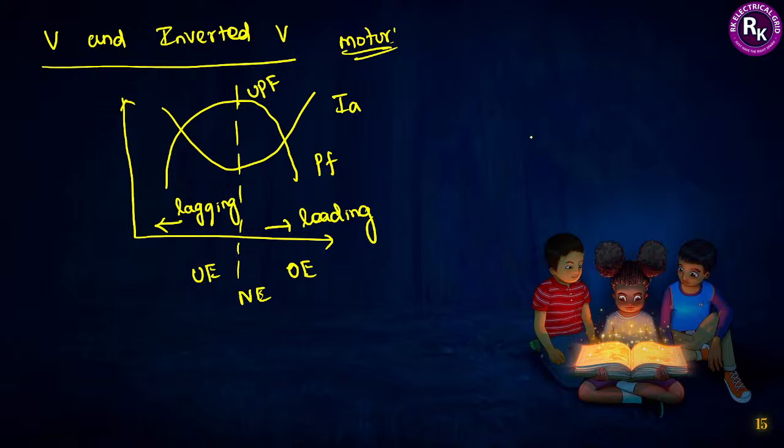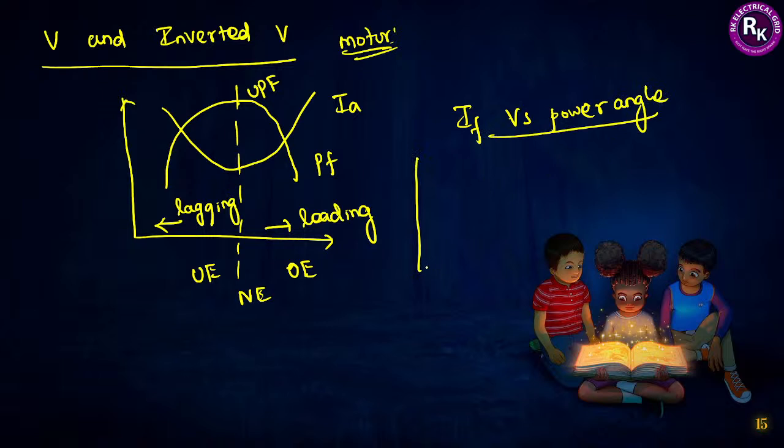Okay, and here one more thing is, what is the relation between field current versus power angle? Field current versus power angle. So let us draw. If I am drawing the field current versus power angle, this is field current IF. This will be power angle delta. When field current is very less, delta is very high. When you are continuously increasing the value of field current, then the value of delta will slowly decrease. That is also from the graph only we are observing here.